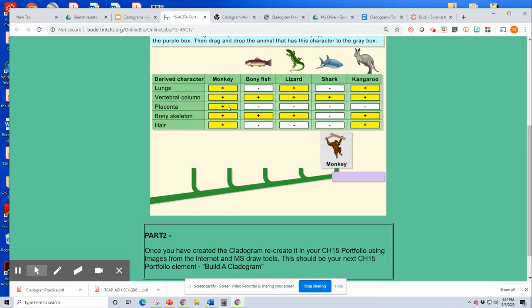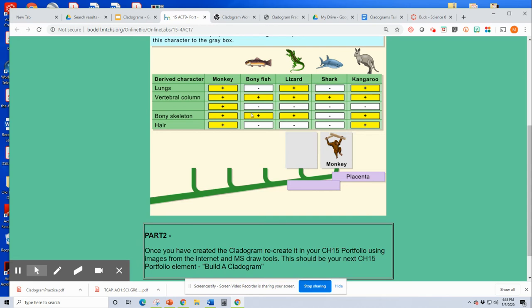It's the placenta. See how we have the plus there? And the kangaroo doesn't have it. So I know that must be the trait that developed over time that then evolved, and those organisms had the placenta. So I will click next.